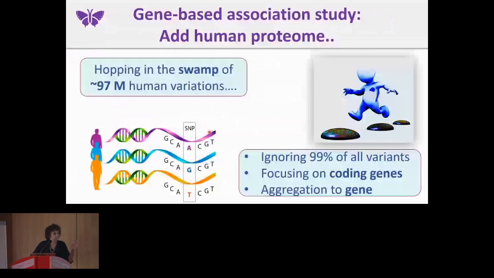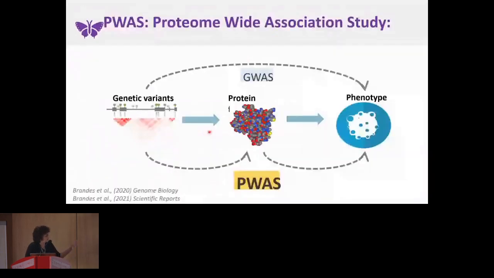We do not look at them, not because they are not important, but because we do not know how to interpret them. So we only look at the coding genes, 20,000 coding genes. And for that, we are doing aggregation to genes. And the idea is simple.